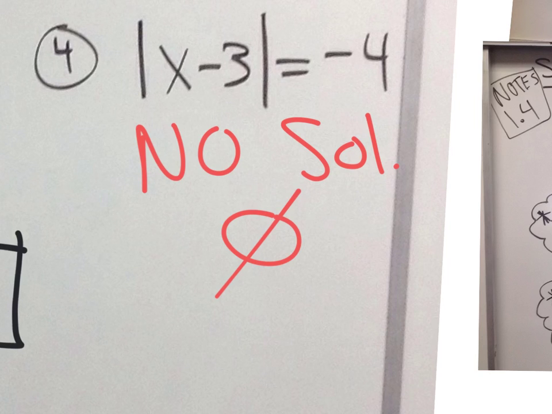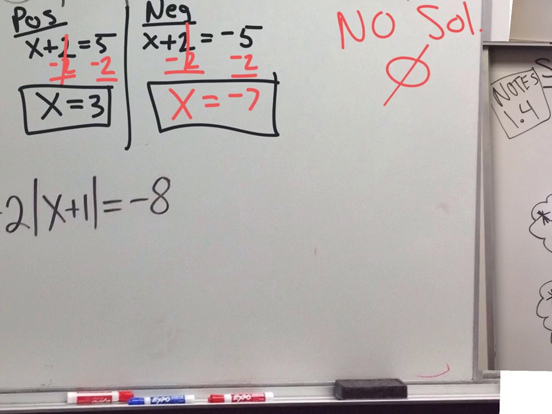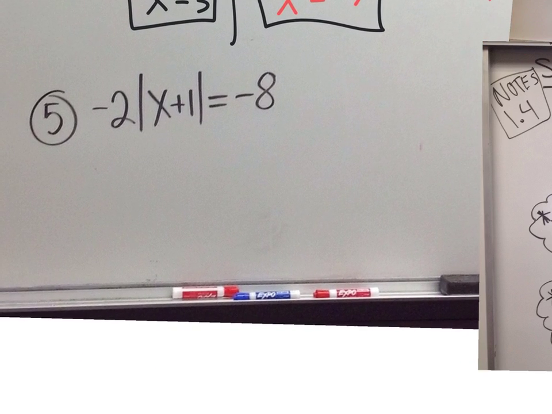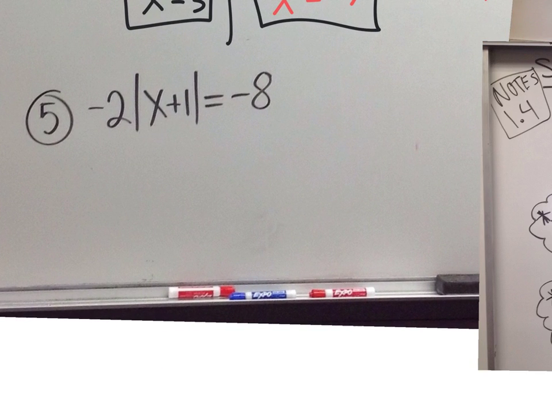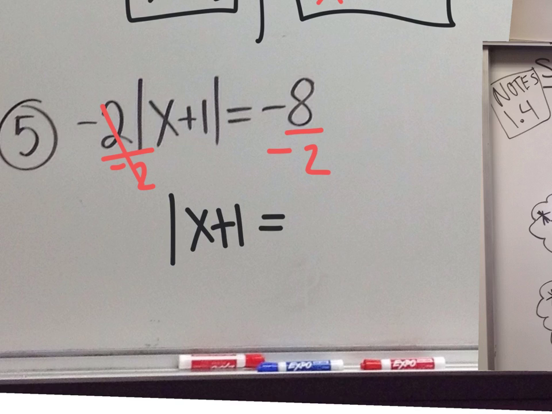Okay. Anyhow, let's move on to number 5. And number 5, we need to isolate it. That's step 1. So let me divide by -2, cancels, divide by -2, and we're going to have the absolute value of x plus 1 equals positive 4. So it's very important that we isolate the absolute value first, and then work on the positive and negative situation.